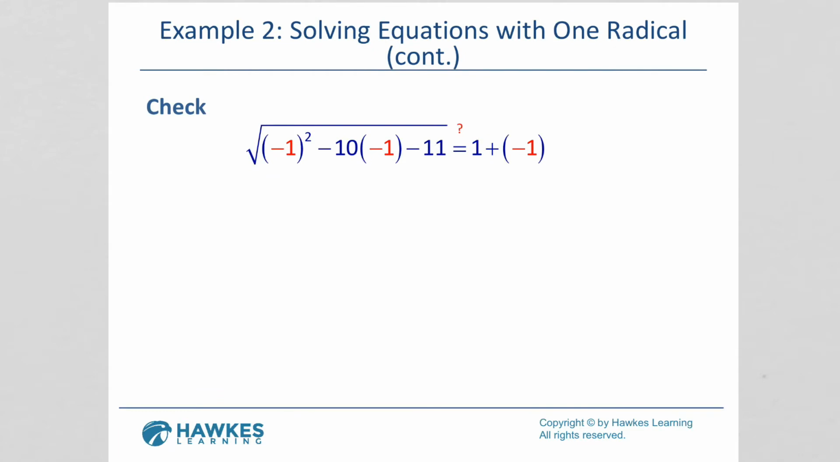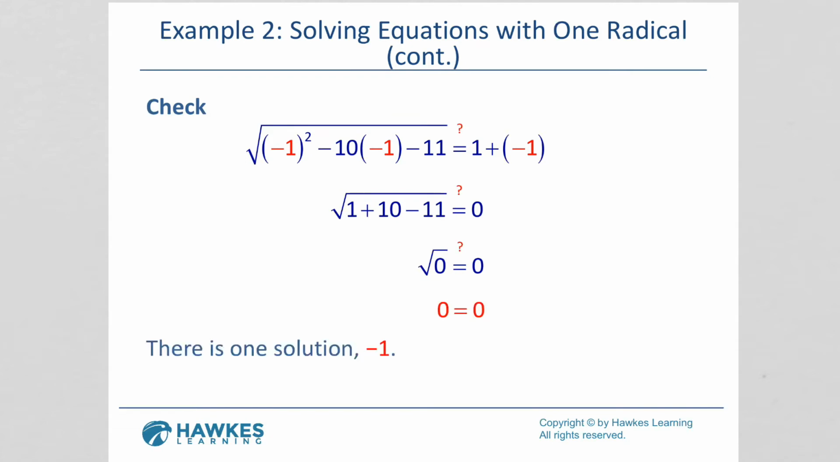I'm going to check my solution. Square root of negative 1 squared minus 10 times negative 1 minus 11. Is that equal to 1 plus a negative 1? Now I have the square root of 1 plus 10 minus 11. Does that equal 0? Square root of 0. Does that equal 0? 0 does equal 0. There's one solution, and that solution is negative 1.